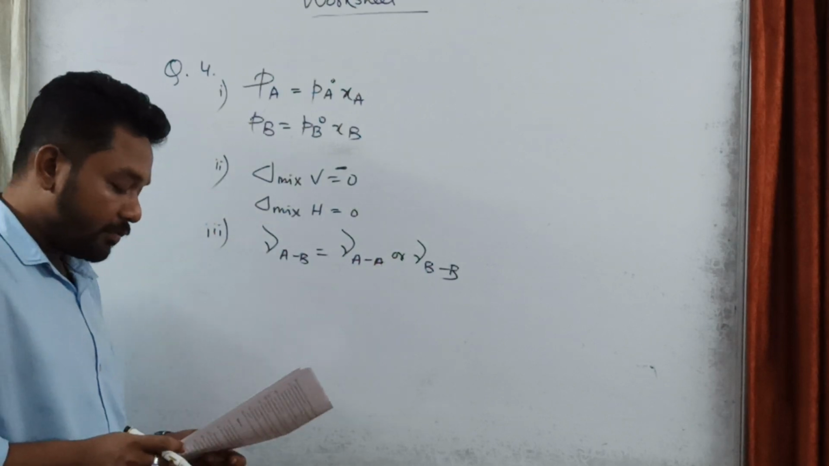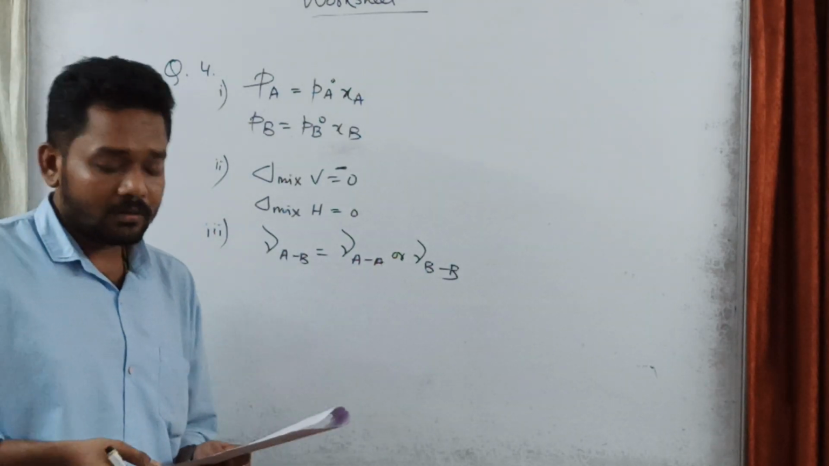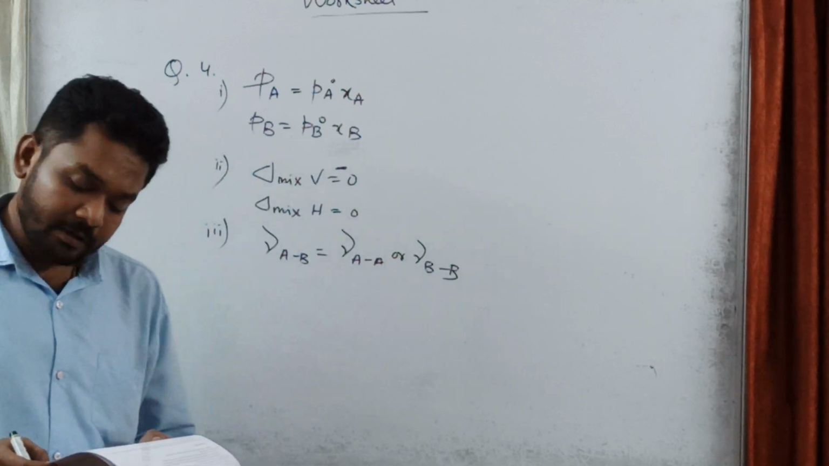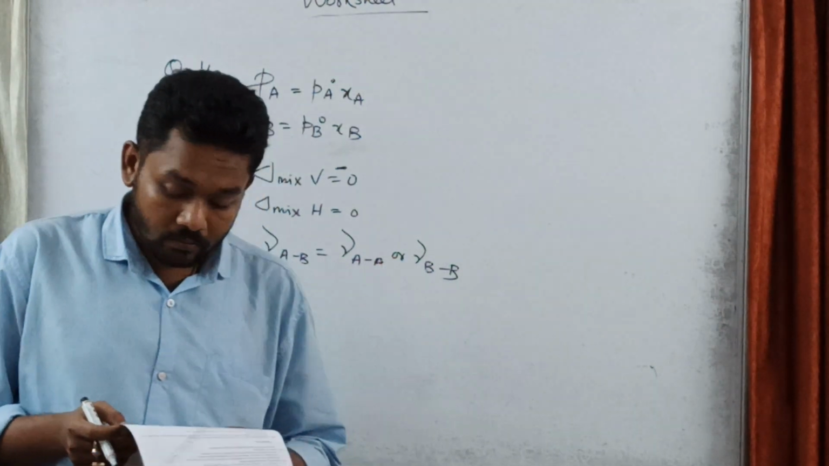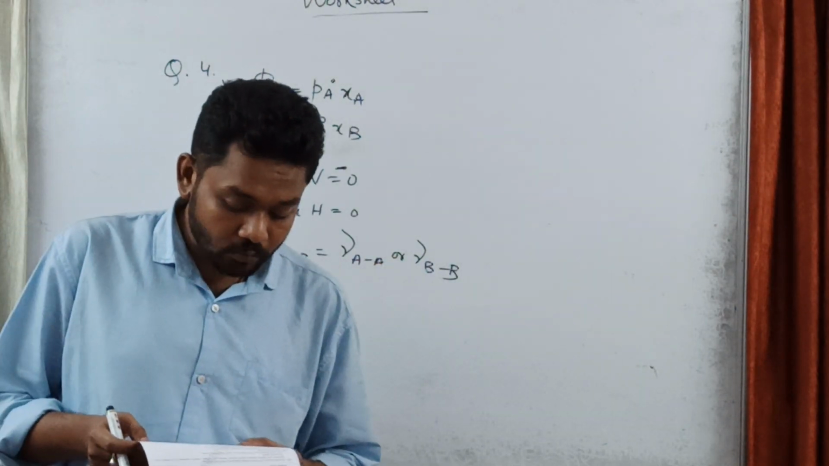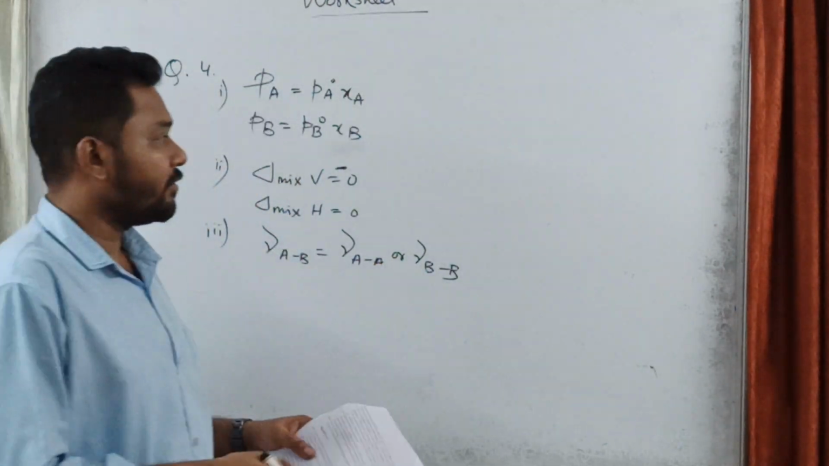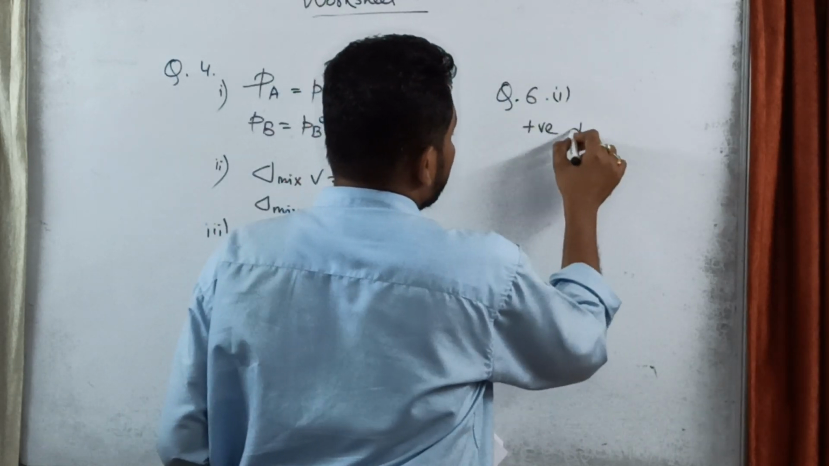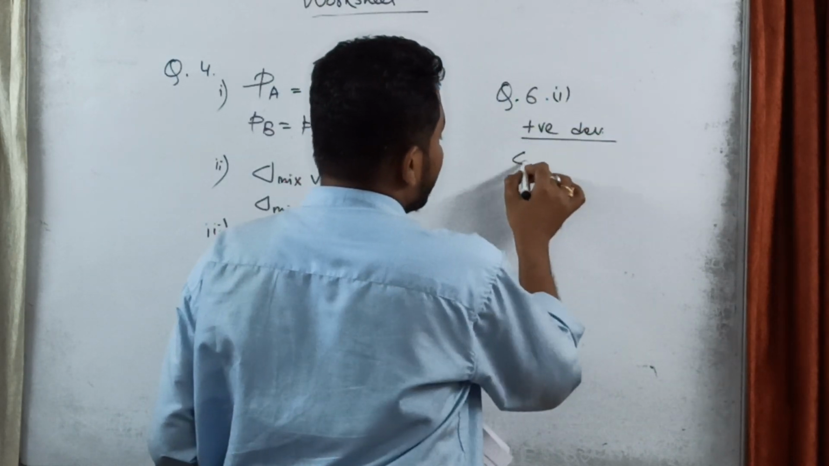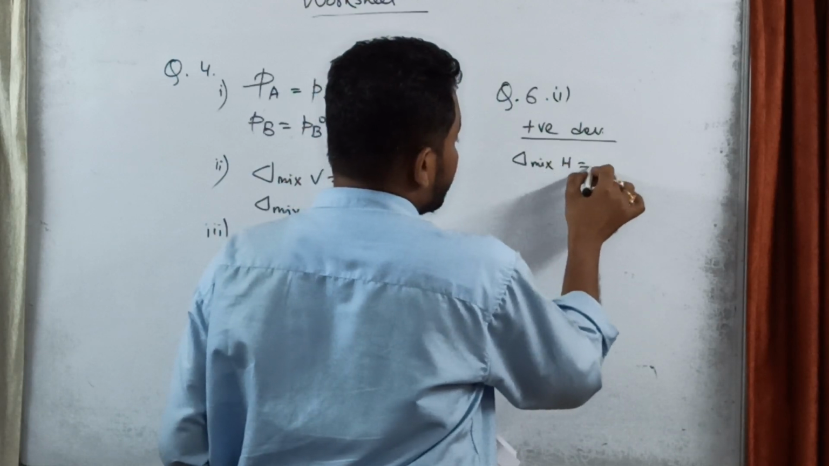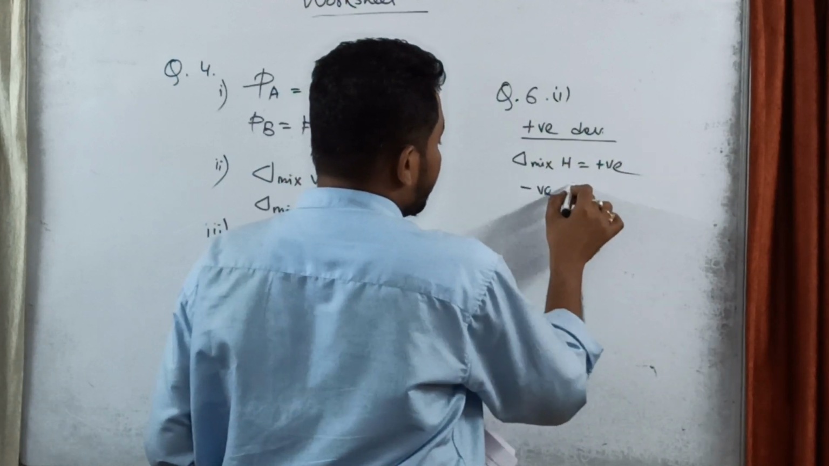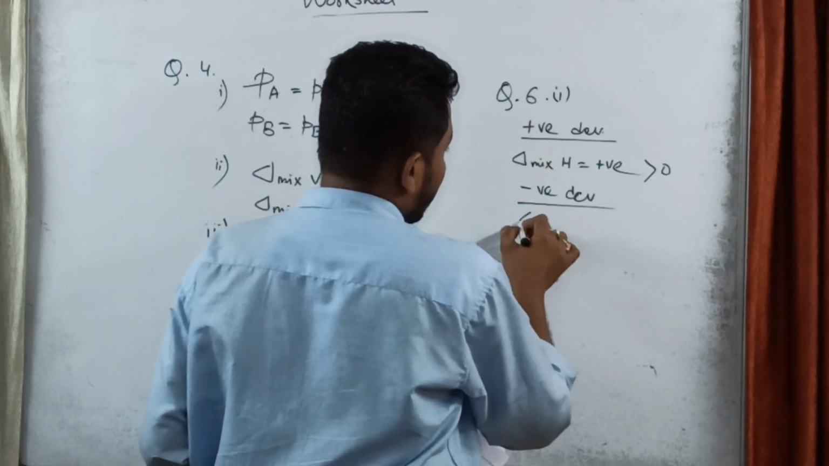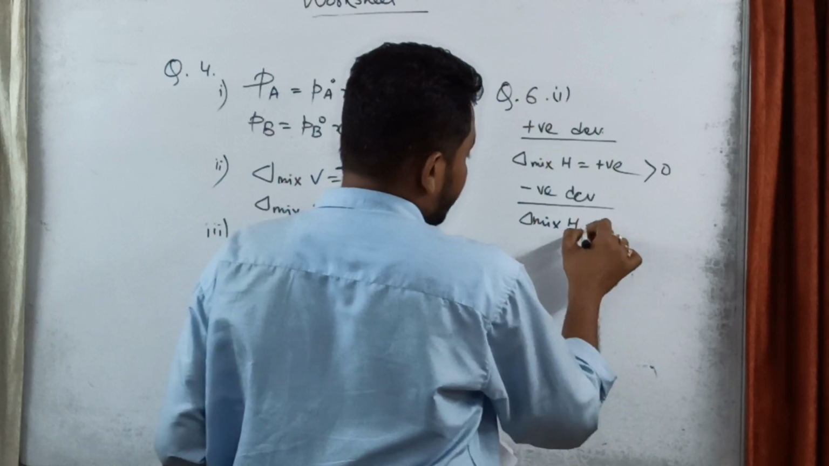Then they have said, write two differences between ideal and non-ideal solution. You can easily write it down. Now 6.1: what is meant by positive and negative deviation? We have discussed it. How is the sign of delta H mix related to positive and negative deviation from Raoult's law? It is very easy. In case of positive deviation, always remember that delta mix H is positive, meaning greater than 0. And negative deviation means delta mix H is less than 0, that means negative.